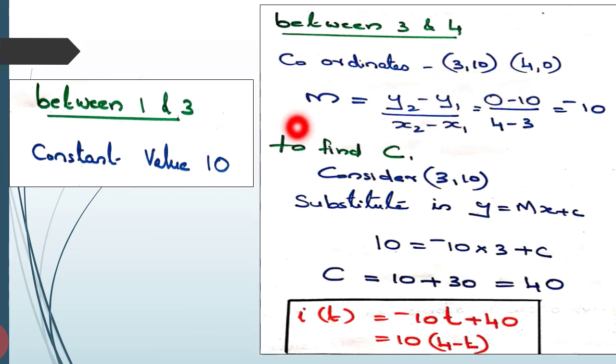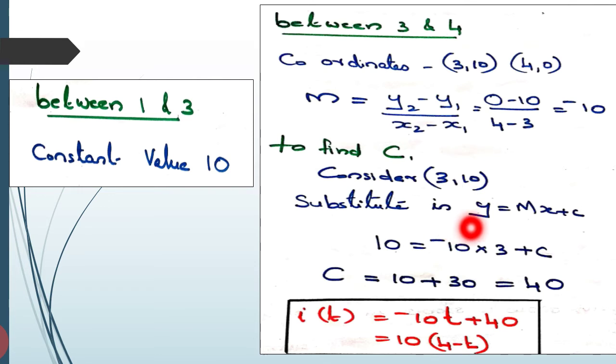Then m equal to y2 minus y1 by x2 minus x1, similarly to what we found from 1 to 2. Then it is minus 10 here. To find c, consider (3, 10), that is, any of the coordinates (3, 10) or (4, 0) can be considered. So to find c, consider (3, 10).